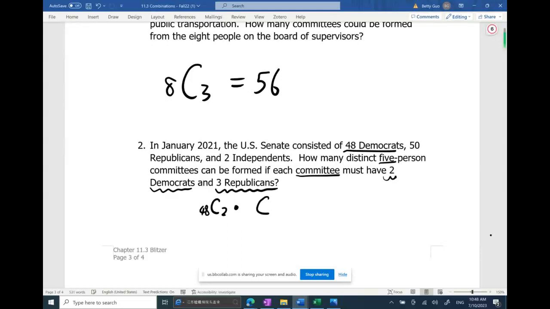And you need 3 Republicans. How many Republicans in total? 50. And you choose 3 Republicans from the 50 total Republicans, and you finish your task. So C(48, 2) multiplied by C(50, 3), and that's it. You find each value in the calculator and then multiply them together.